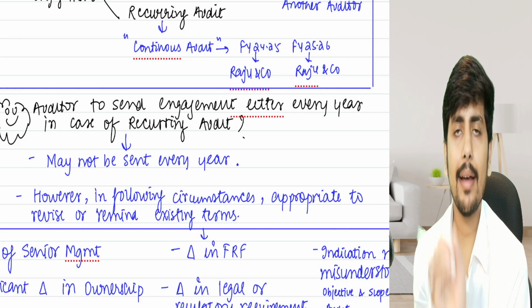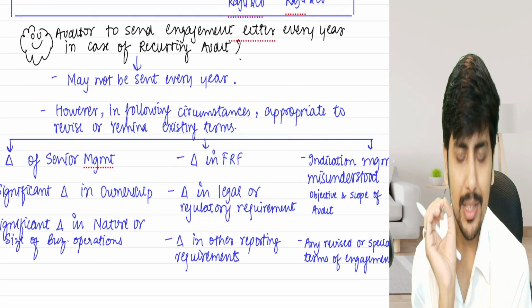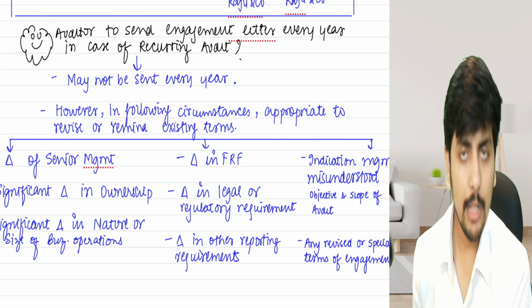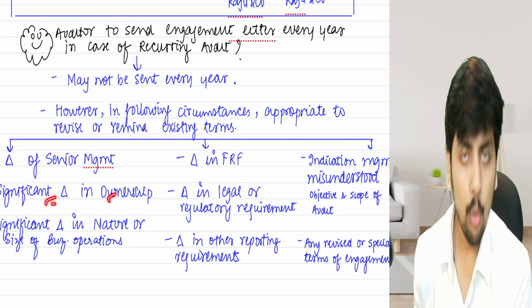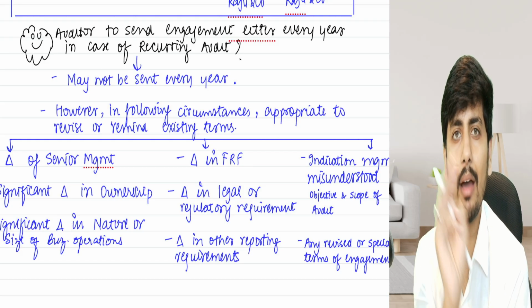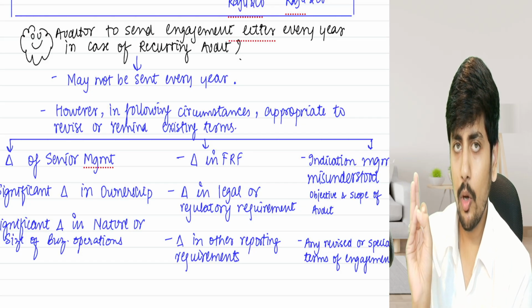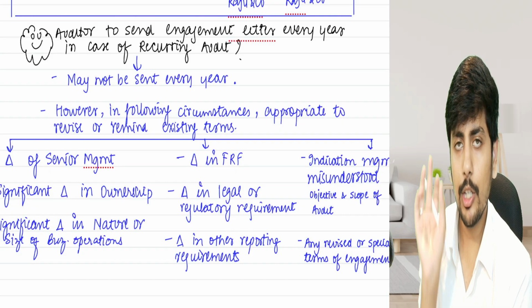And ICAI asked this question directly. So what are some circumstances? There is a change in senior management, a significant change in ownership, and a significant change in the nature or size of the business operation. 3 points are related to business. So senior management change, significant change in the nature and size of the business, and significant change in the ownership.